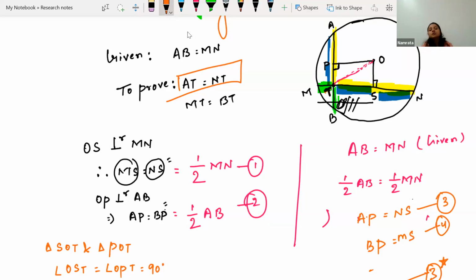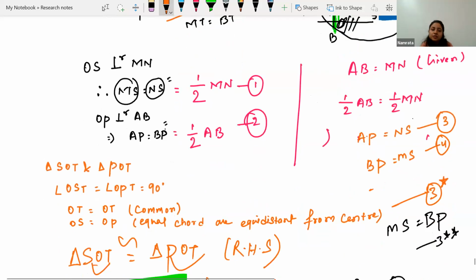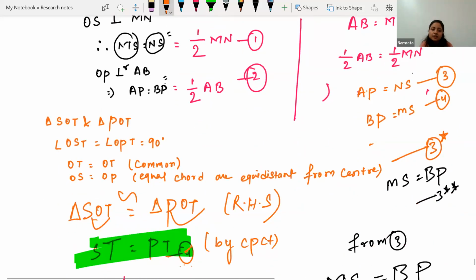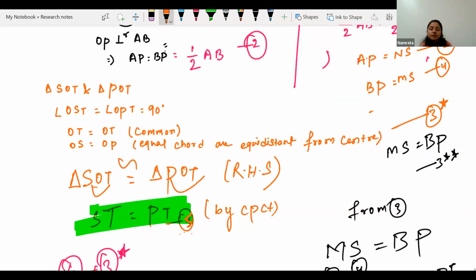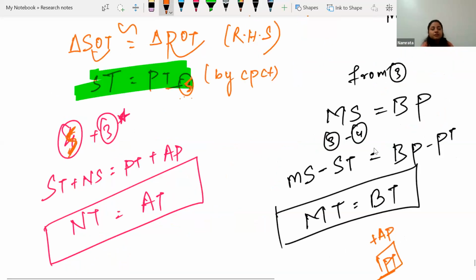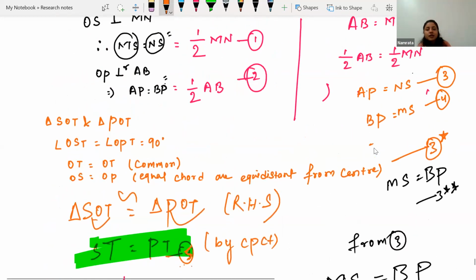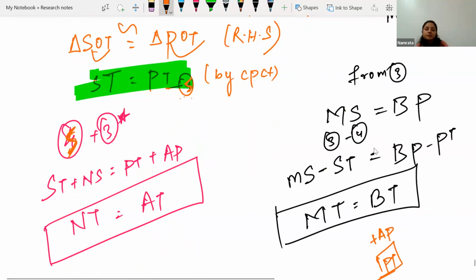If that is not clear to you, you can take it like this: AP is equals to NS and BP is equals to MS. That's how you can take it. Okay. After taking these two equations, we are doing the subtraction. Let's say this is equation number 5. So one time we are adding 5 and 3, and another time we are subtracting 5 and 4, and then we are getting the result.